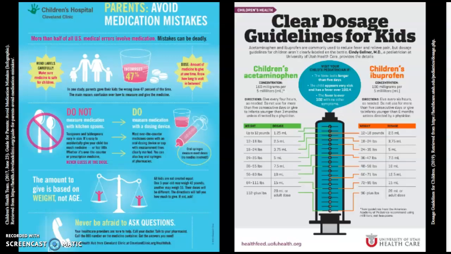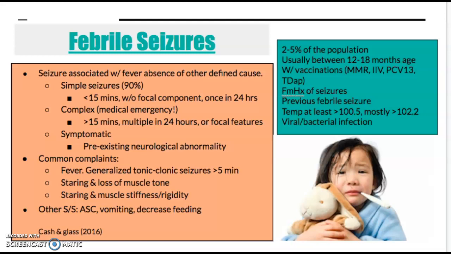These are just a couple flyers that I found. This is a good one to give to parents to avoid medication mistakes, to tell them about why it's really important. And the other flyer is clear dosage guidelines for kids for acetaminophen and ibuprofen, and it lays out what weights for kids and what are the dosages for those weights. These are two commonly given medications to kids, and those medications are usually for their fevers. And fevers can cause febrile seizures in kids.